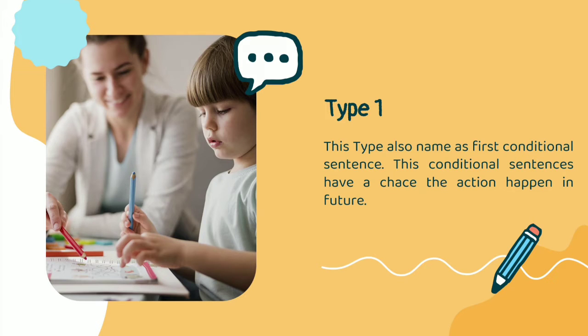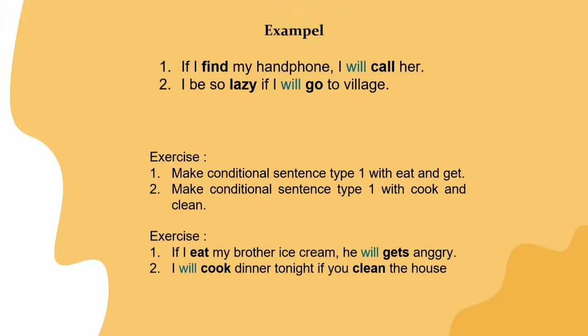Next, type one. This type is also named the first conditional sentence. This conditional sentence has a chance that the action happens in the future. So let's go to the examples. Number one, if I find my handphone, I will call her. Number two, I will be so lazy if I go to the village. In this case, we see that we use the simple future. So let's get to the exercise.